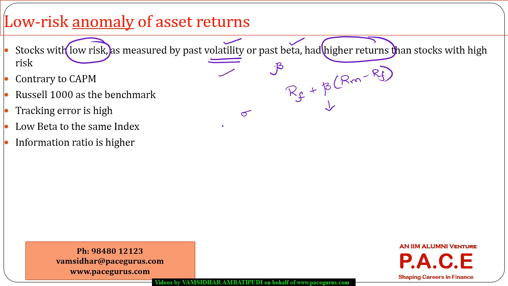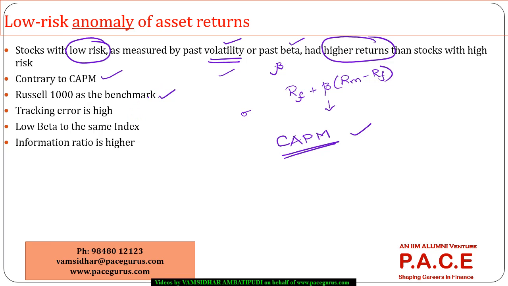So that is actually violating our CAPM model, because the CAPM model simply said the higher the risk is, the higher should be the expected return, and vice versa. But historically this has been observed in the market. So it is going contrary to CAPM, and the study that has been conducted to understand this has actually used the Russell 1000 as the benchmark.